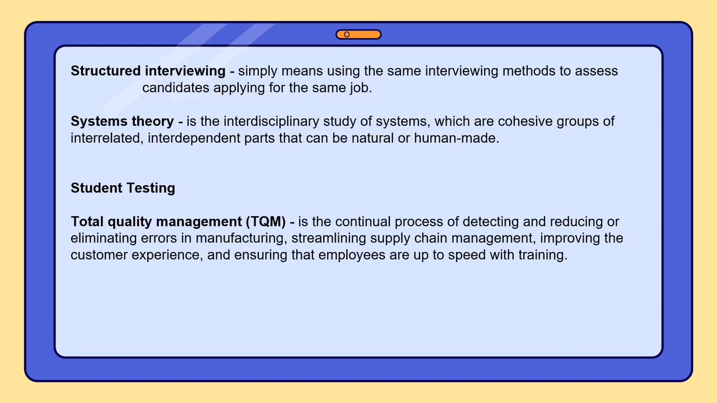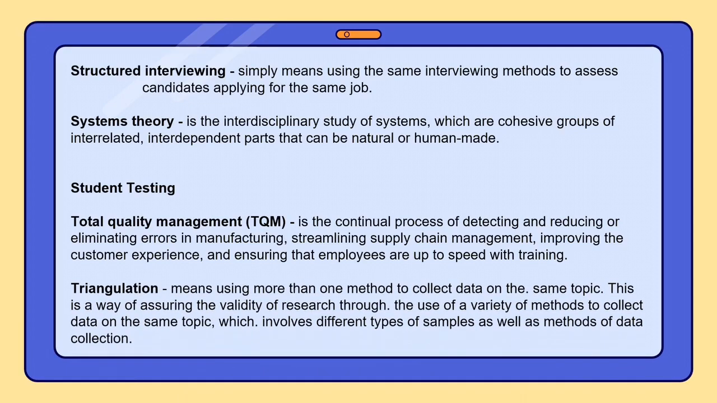Next is total quality management, or TQM. Is the continual process of detecting and reducing or eliminating errors in manufacturing, streamlining supply chain management, improving the customer experience, and ensuring that employees are up to speed with training. Next is triangulation, means using more than one method to collect data on the same topic. This is a way of assuring the validity of research through the use of a variety of methods to collect data on the same topic, which involves different types of samples as well as methods of data collection.